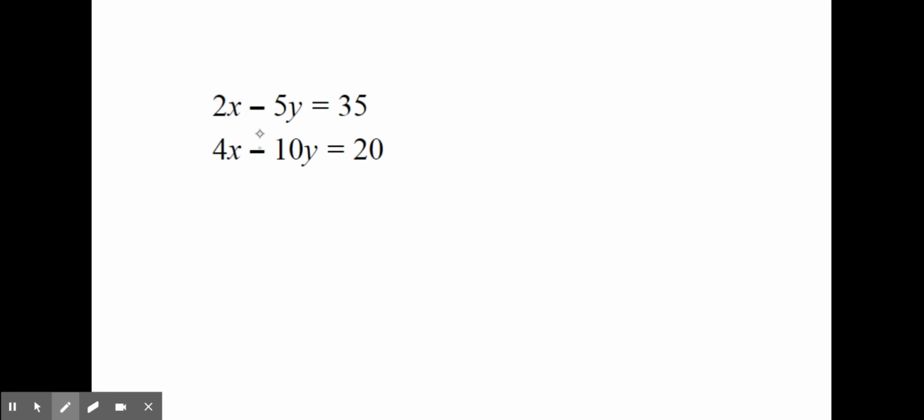I don't want to subtract if I don't have to. And right now, both signs match, right? And I want the signs to be different. So I'm going to multiply the top equation by 2, but I want the signs to be different, so I'm going to multiply by negative 2. So you tell me, what is the new equation you get when you multiply the top equation by negative 2? Did you get negative 4x plus 10y equals negative 70?